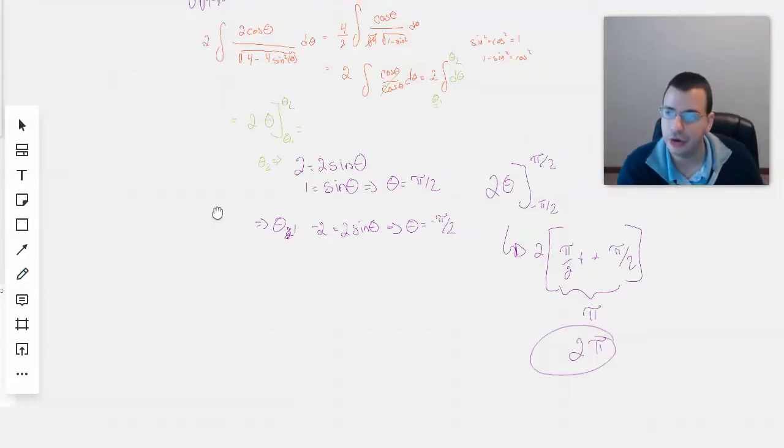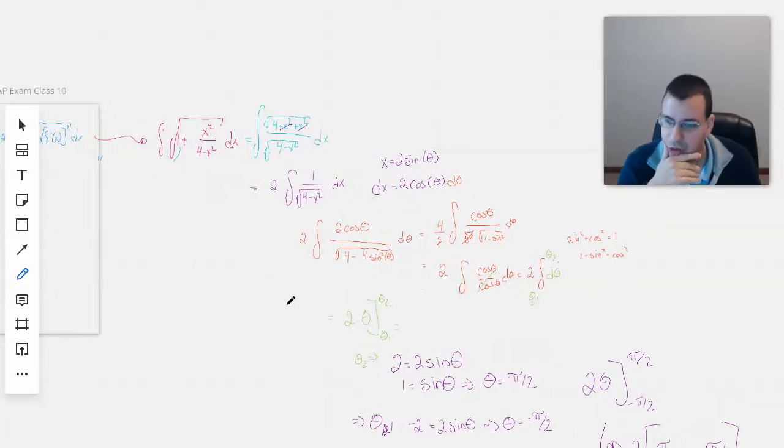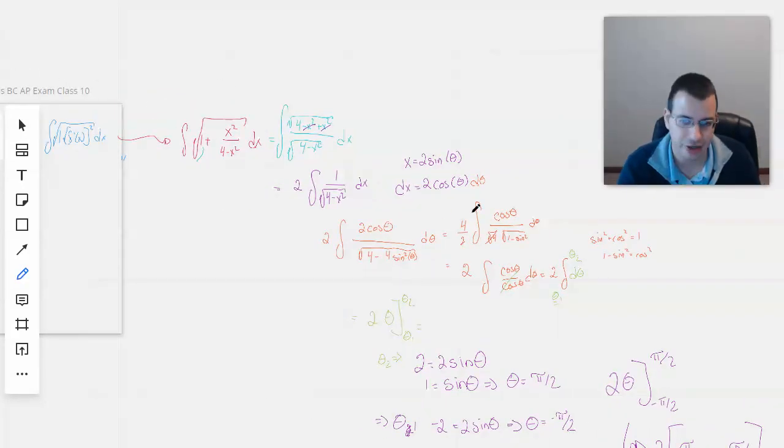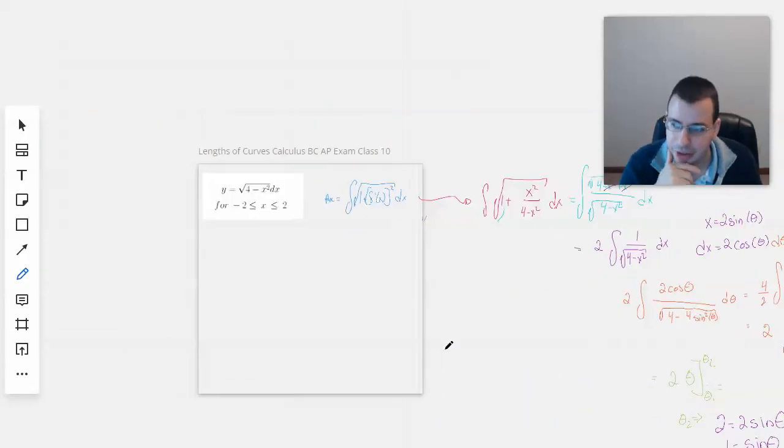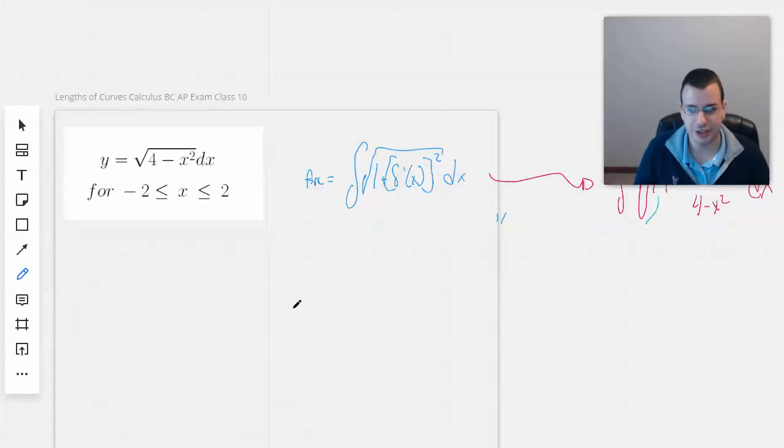So I know your eyes probably glazed over for some of that. It was, wow, look at that adventure. And I even erased some of it. So to backtrack, the concept here is, all right, find the arc length of this equation.